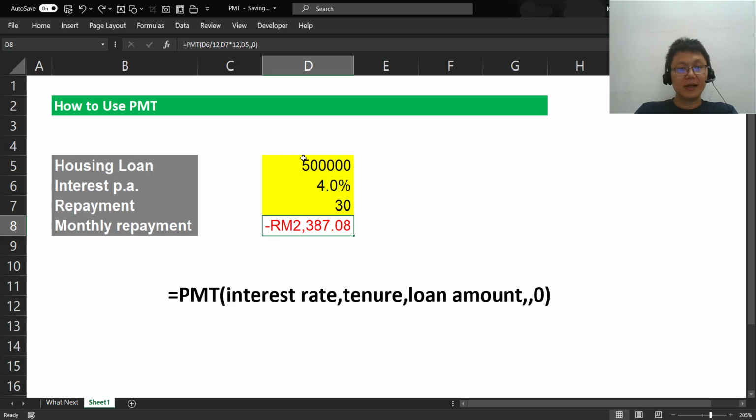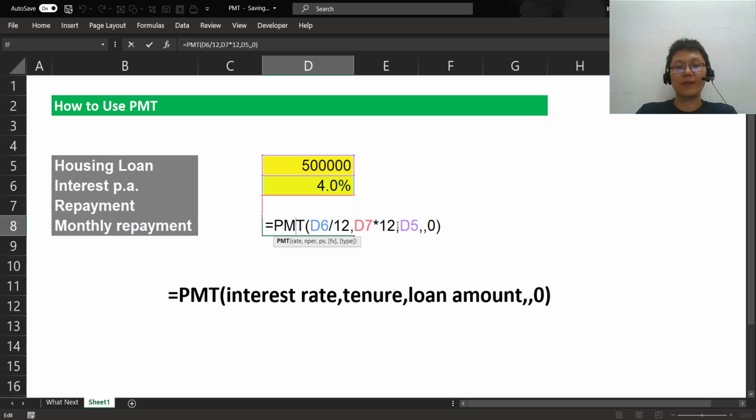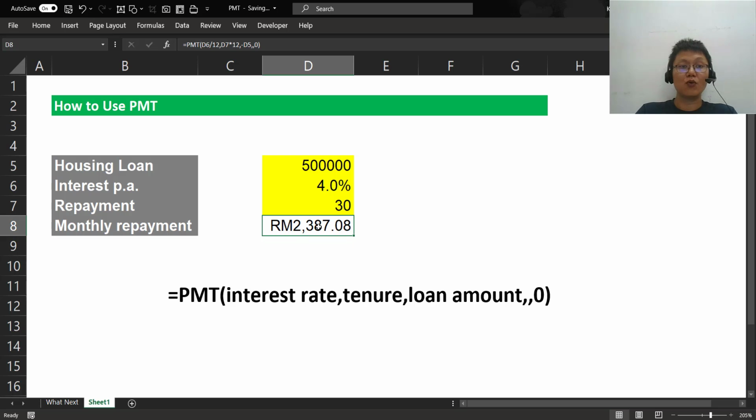So that is how you calculate the money repayment. If you want to convert this from a negative value to a positive, you can always put a minus in front, because in the housing loan, we are getting money from other people. So that is PMT, and thanks.